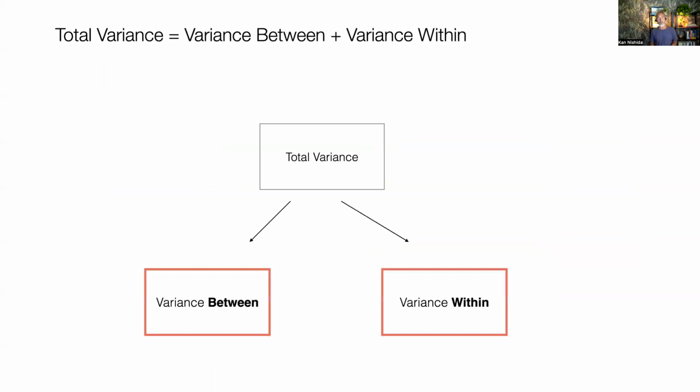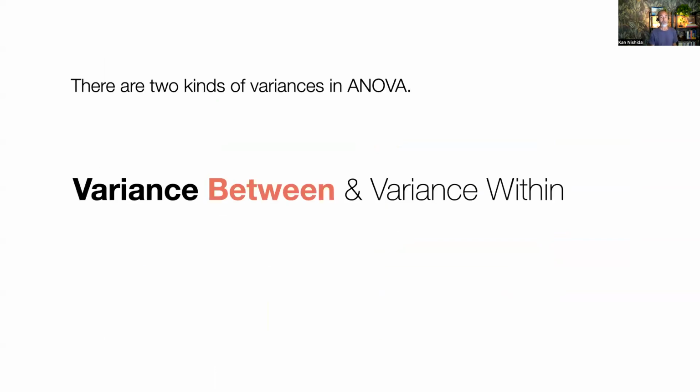And then the total variance can be decomposed into two variances. One is called variance between, and the other one is variance within. So these two things are the key components to do the test, ANOVA testing. So variance between, I covered this in part 1, but I'm just going to try to refresh your memories.